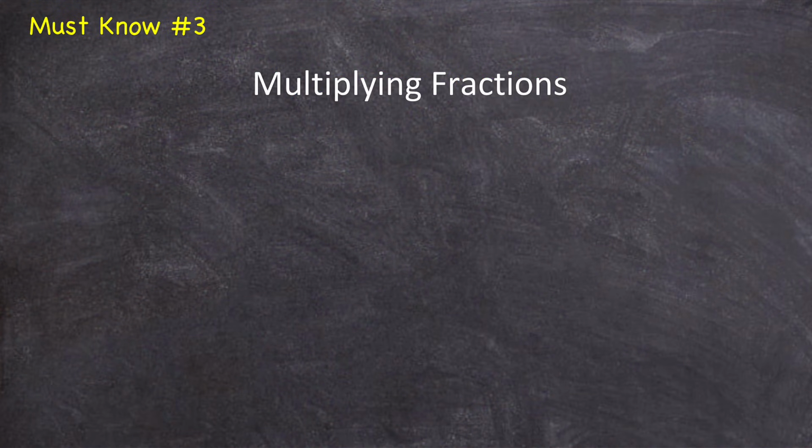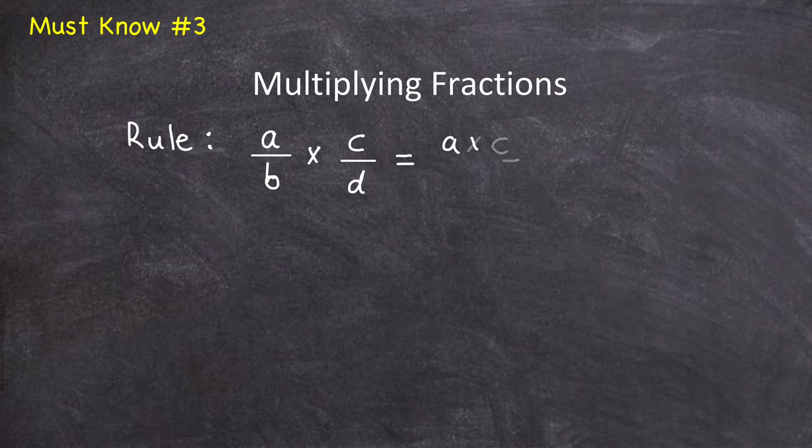Must know number 3, multiplying fractions. The rule for multiplying fractions is that if you have the fraction a over b being multiplied by the fraction c over d, the product of those fractions would just equal a times c over b times d. So simply put, when multiplying fractions, you multiply the numerators, a times c, that becomes the numerator of your product, and then you multiply the denominators, b times d, and that becomes the denominator of your product.